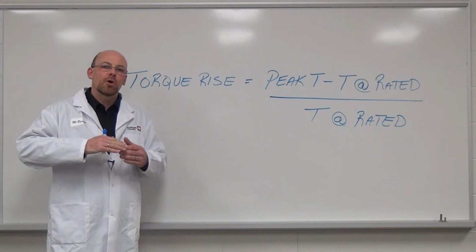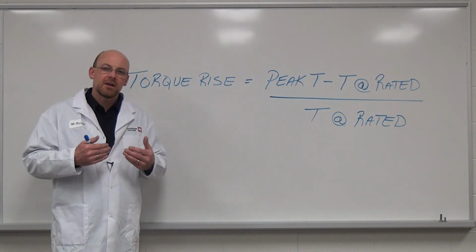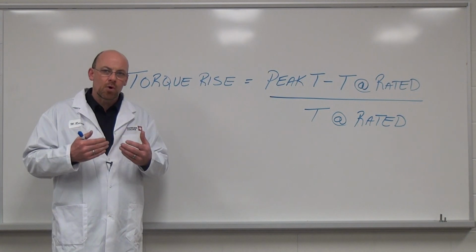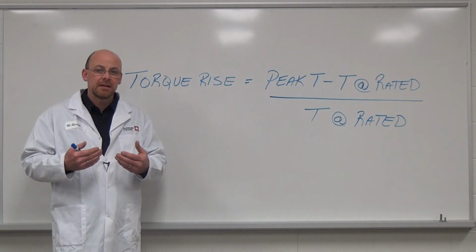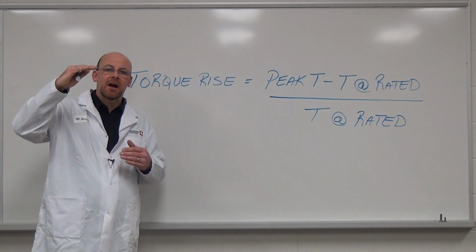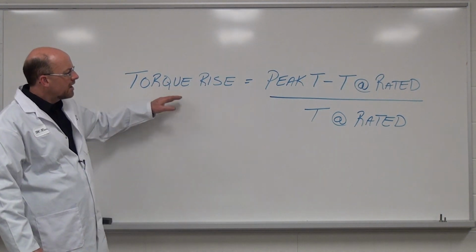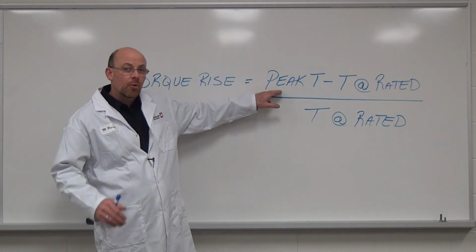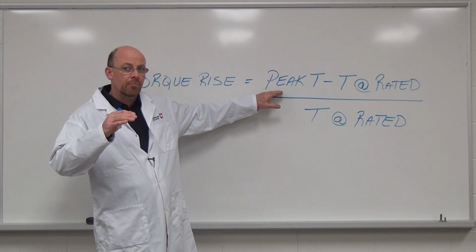We end up creating more rejected heat from the engine because the engine's working harder. The harder the engine works, it produces more boost when it's under load because of the rejected heat. And then what ends up happening is the torque rises above the manufacturer's torque rating. So when we look at the formula for torque rise, it's the peak torque, so any torque above that nominal number I said, for example, 500 foot-pounds of torque.